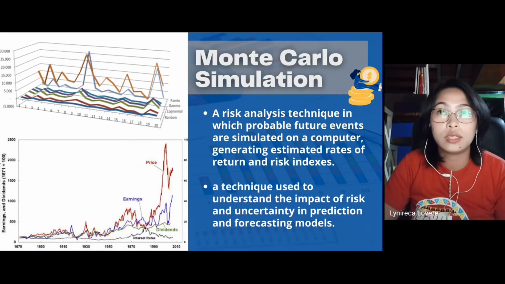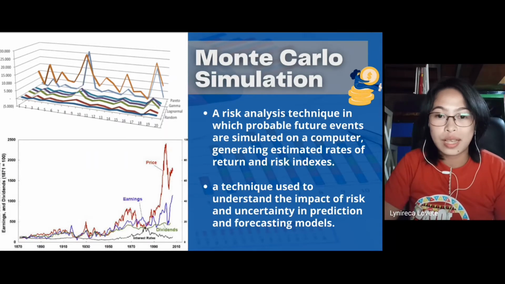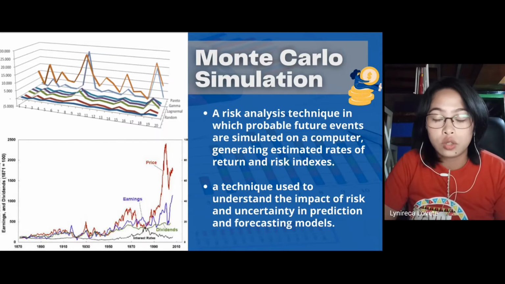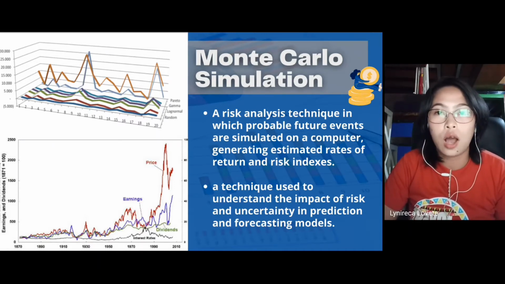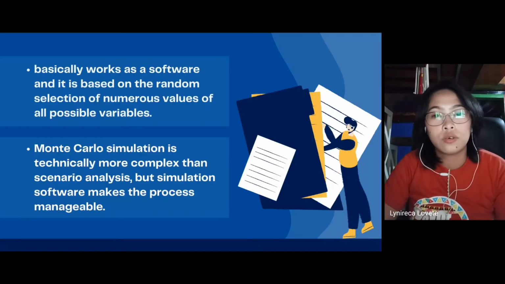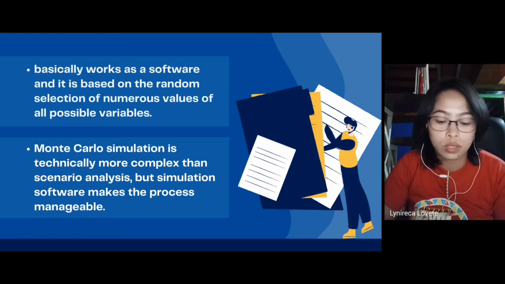The last method is the Monte Carlo simulation. This is a risk analysis technique used to predict probable events that are simulated, and it is commonly used in computer-generated estimated risk because it uses computer software. It helps us understand the impact of risk and uncertainty in prediction. Basically it works in software that uses enormous numbers of possible variable values. It is more complex than scenario analysis, but the simulation makes the process manageable.